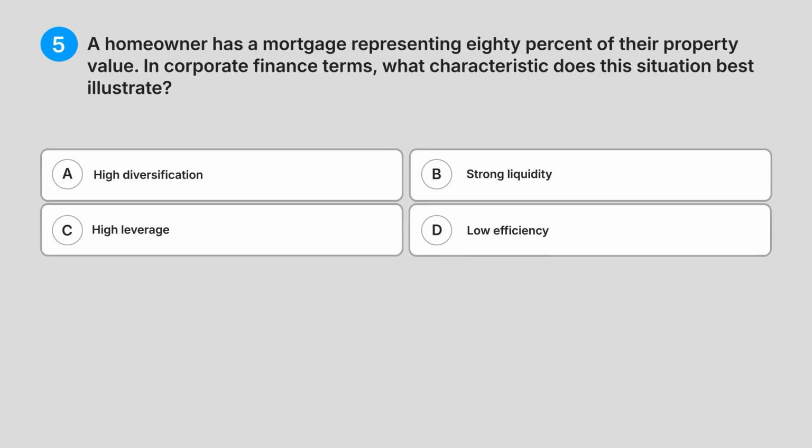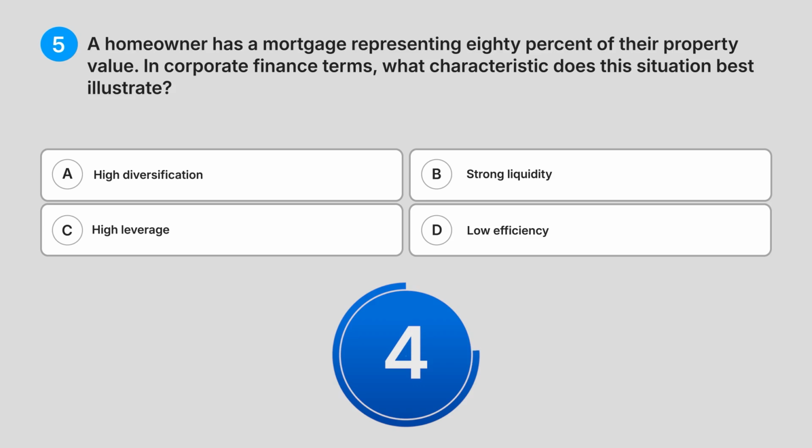5. A homeowner has a mortgage representing 80% of their property value. In corporate finance terms, what characteristic does this situation best illustrate? A. High diversification. B. Strong liquidity. C. High leverage. D. Low efficiency. Can you guess the answer?